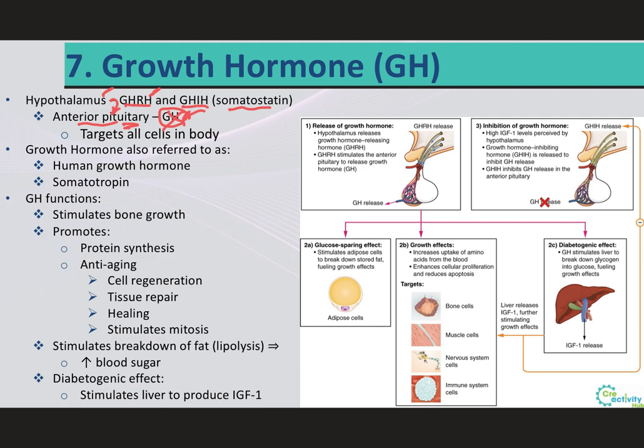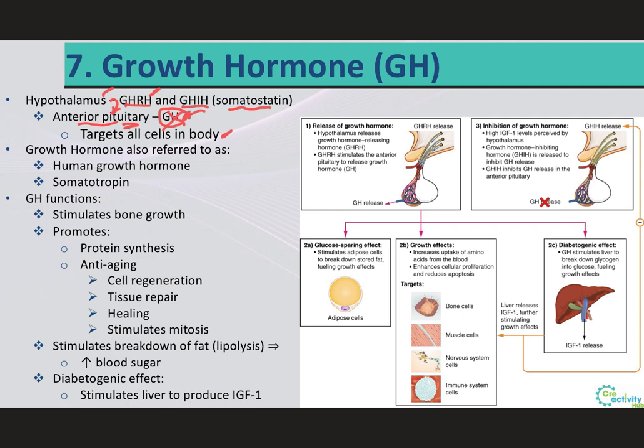And once the growth hormone is released from the anterior pituitary, it will travel through blood vessels throughout our body and target all cells in the body. So it has a lot of different functions because it will be targeting several different cells.